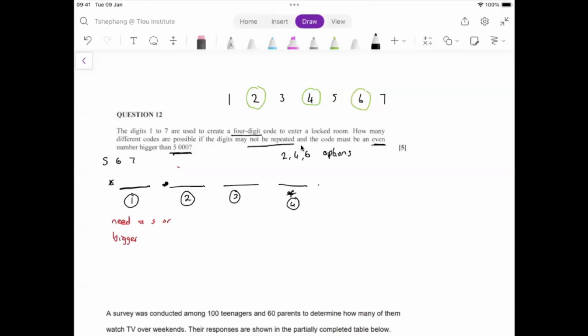Okay. So it must be bigger than 5,000. I'll say 5, 6, and 7 here. Then if I say 5, 6, and 7 there, it means I have 3 options for that part. I hope we were all together there. Now, let's look at position number 2. How many possible numbers can we put in position number 2?